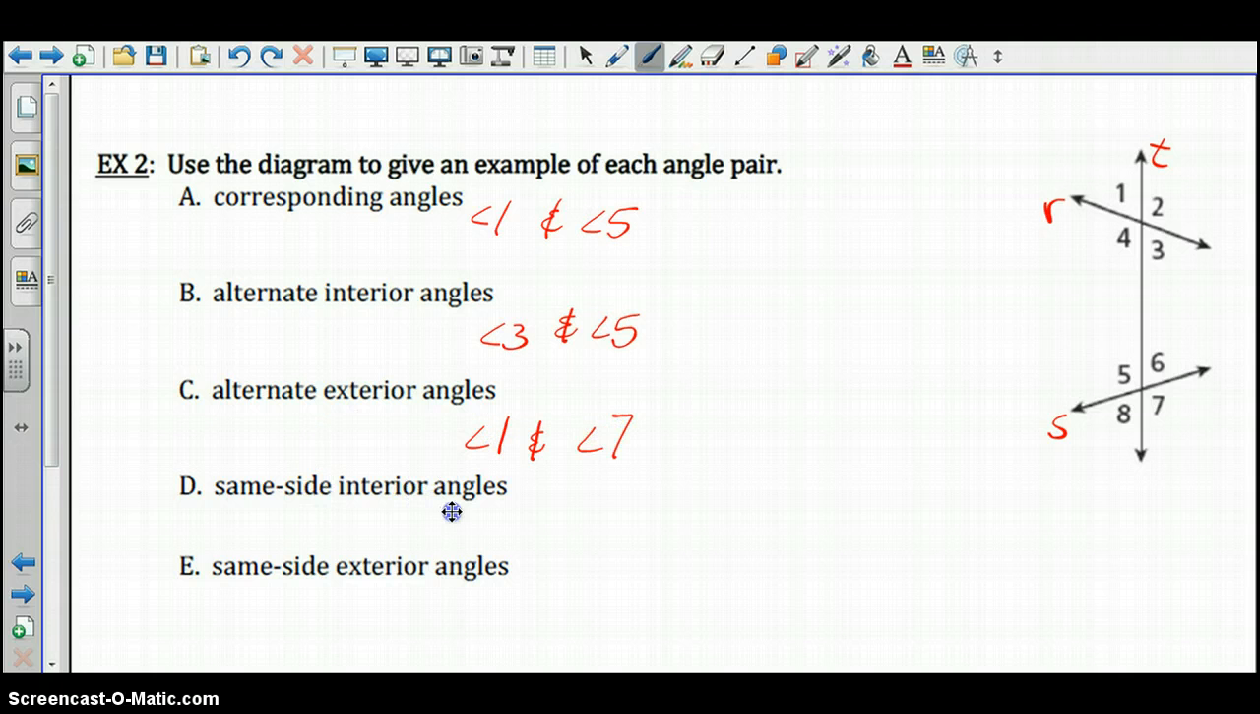Same side interior angles could be angles 4 and 5 or 3 and 6. I said 4 and 5 first, so we'll use that. And then we throw in the idea of same side exterior angles, which could be like 1 and 8.